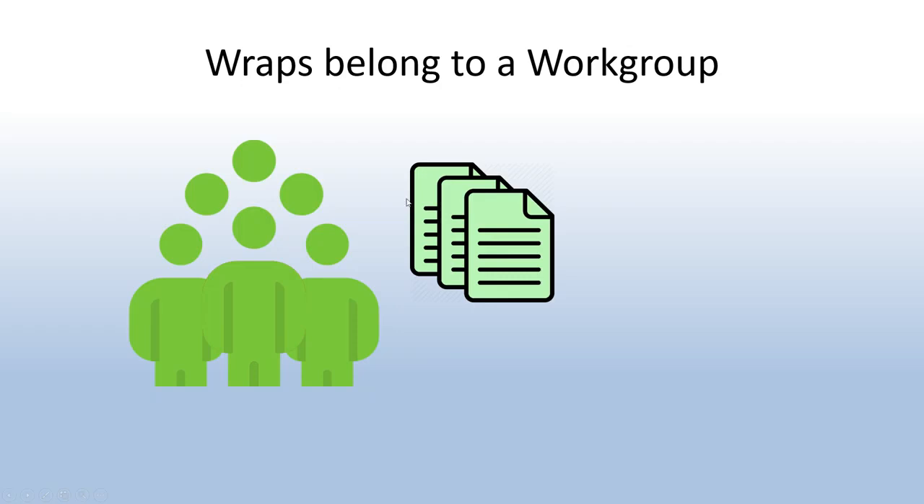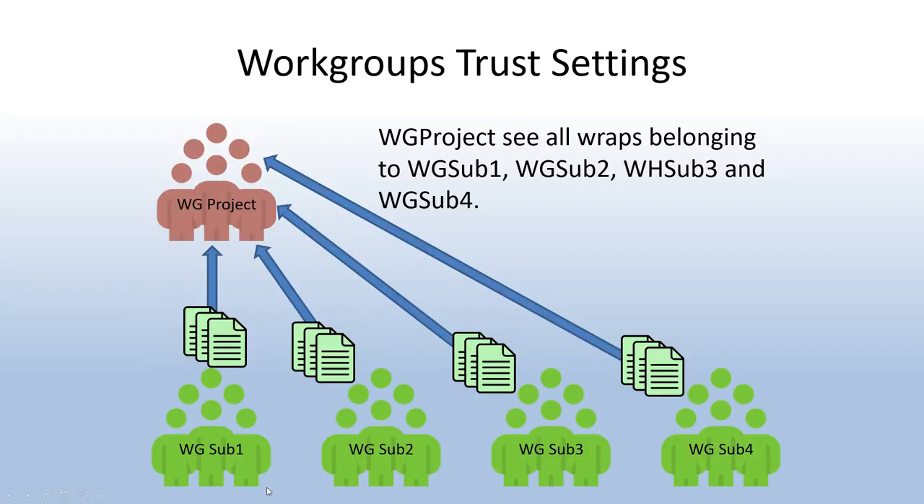Wraps belong to a work group, but these subgroups are all working for the project team, and using trust settings, wraps belonging to this work group can be trusted to the project work group. And in fact that's what we've set up here. We've set up 4 different trusts so that the project team has access across all 4 teams.